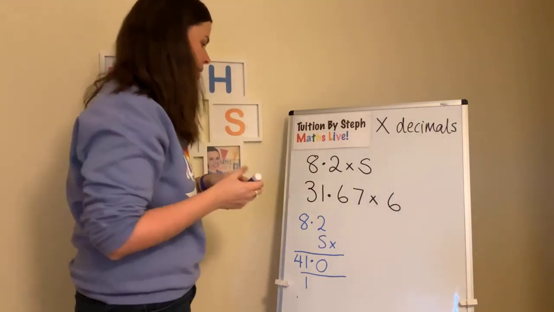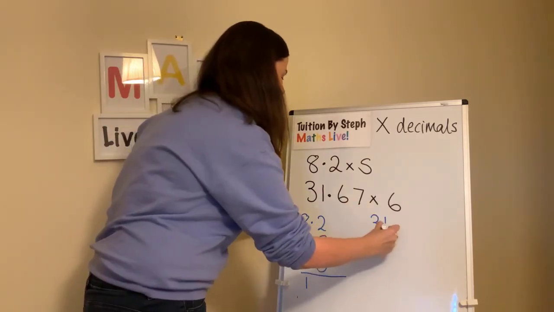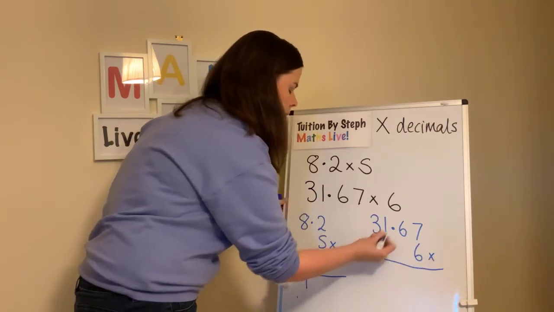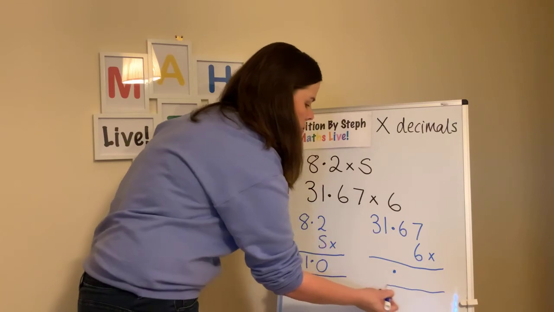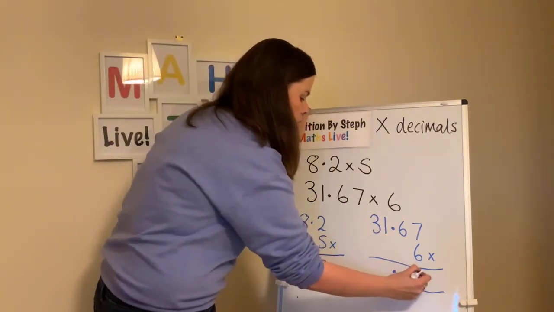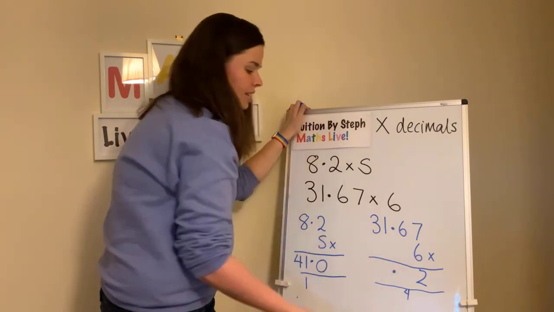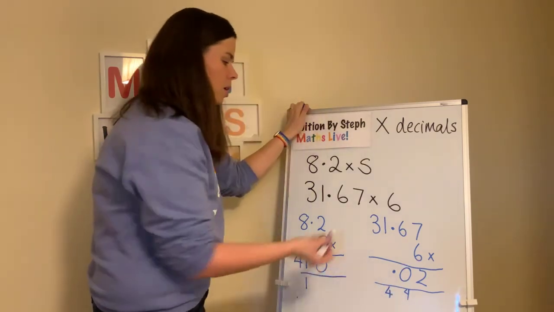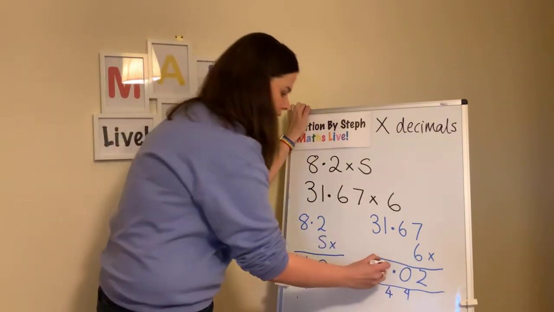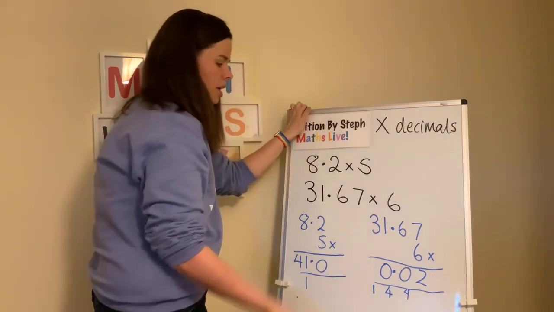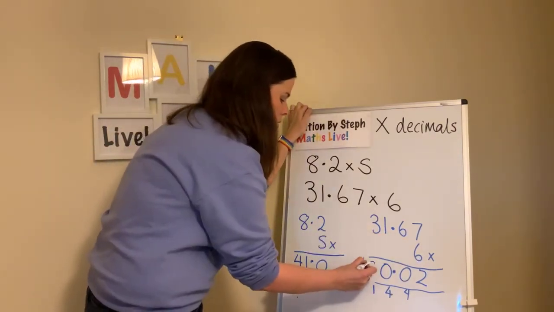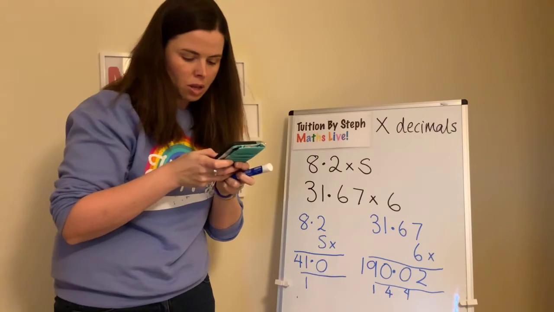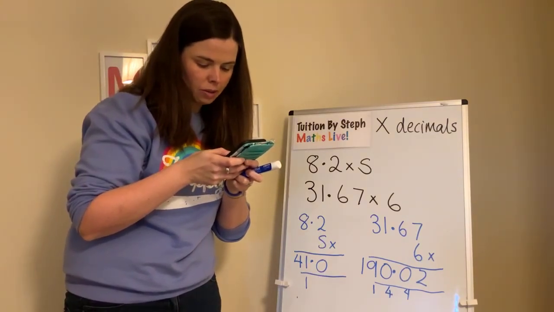Super. And the next one. 31.67 times by 6. Put your decimal point in so it doesn't go wandering. 7 6s are 42. 6 6s are 36 plus the 4 is 40. 1 6 is 6 plus the 4 is 10. Oh, are we gripping this one? 3 6s are 18 plus the 1, 190.02. 190.02, let's have a look.